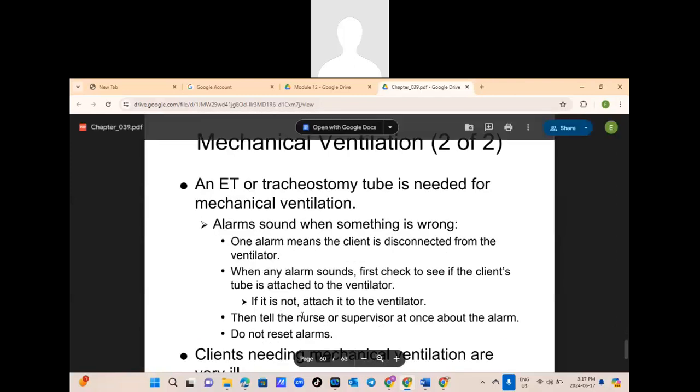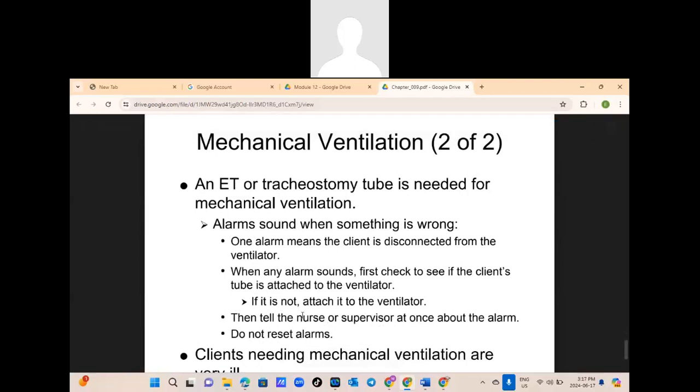So here we go. Let me just check that one over here. The safety. Okay, hold on.